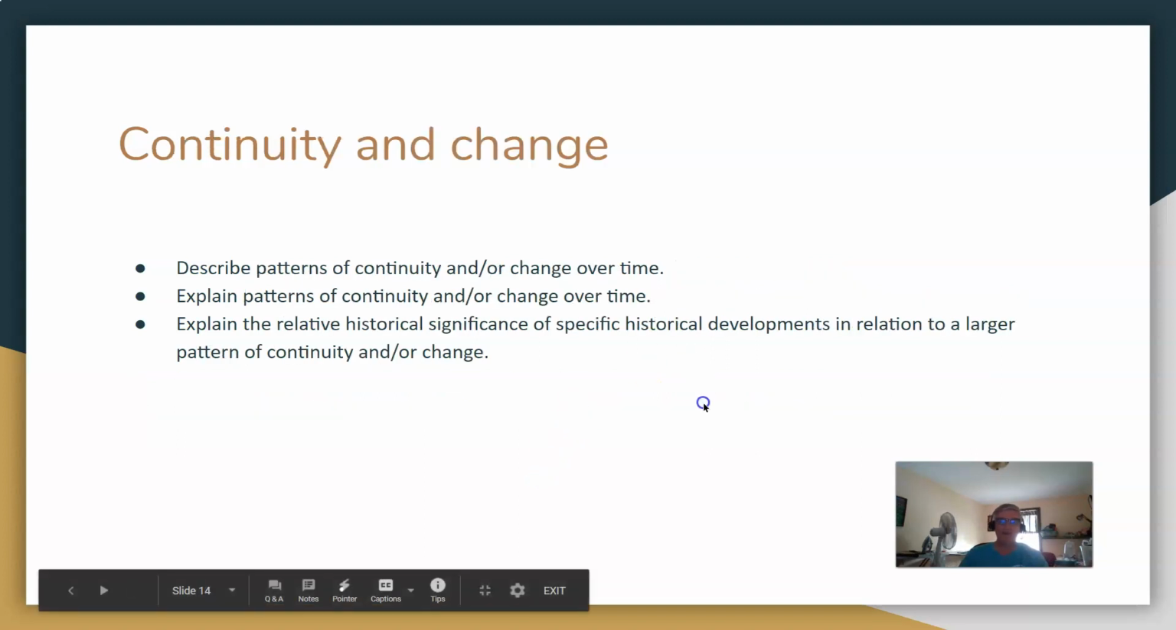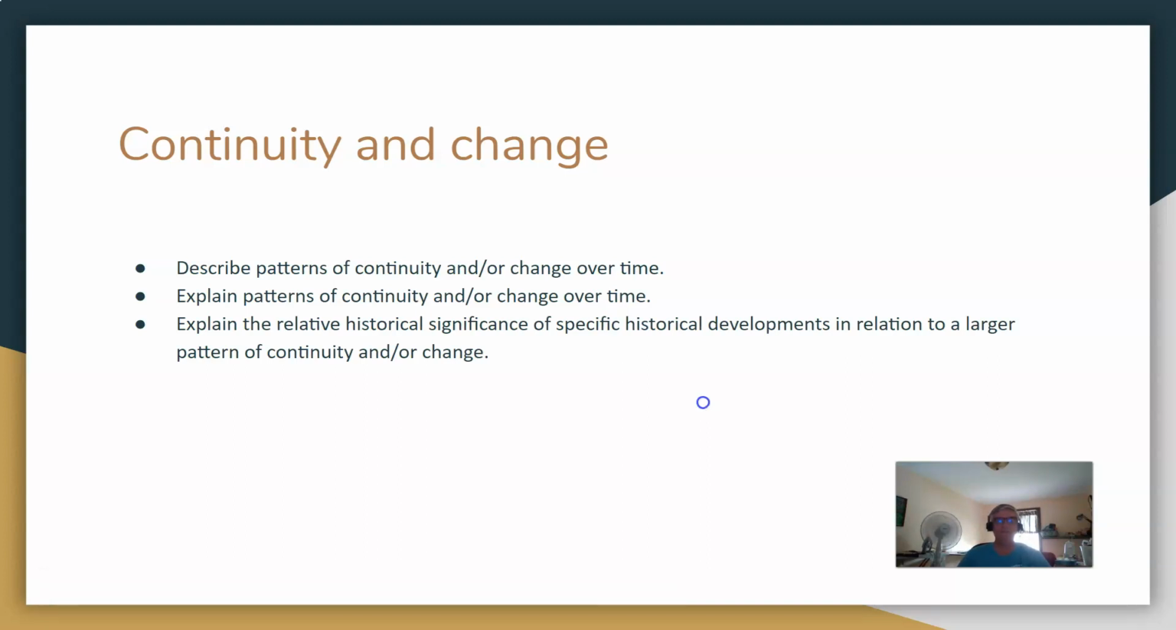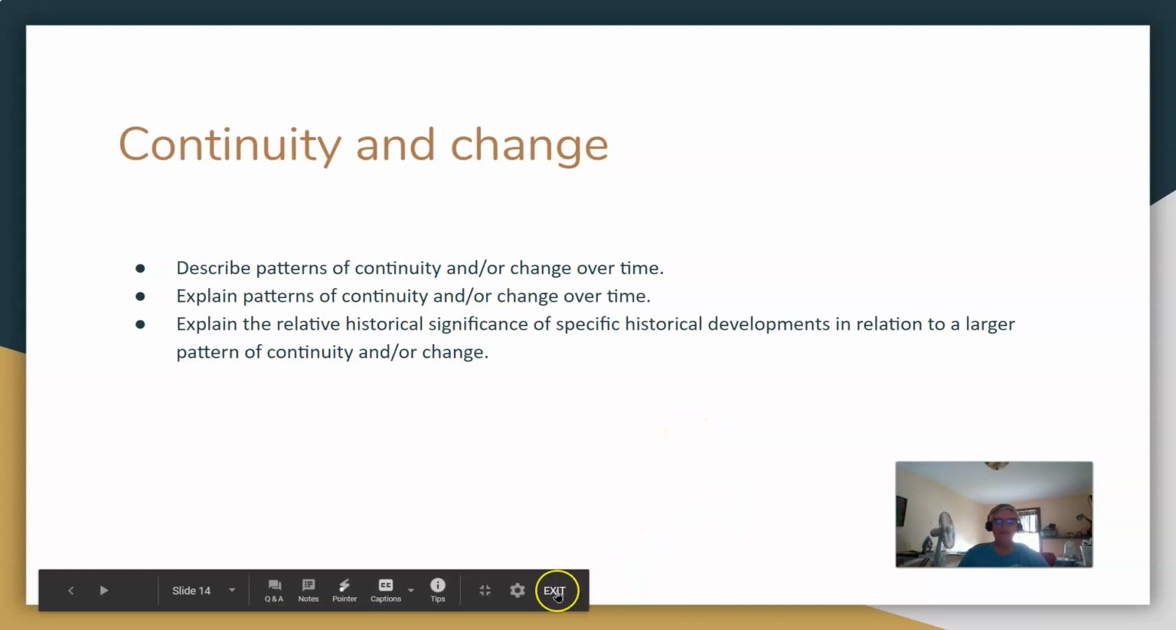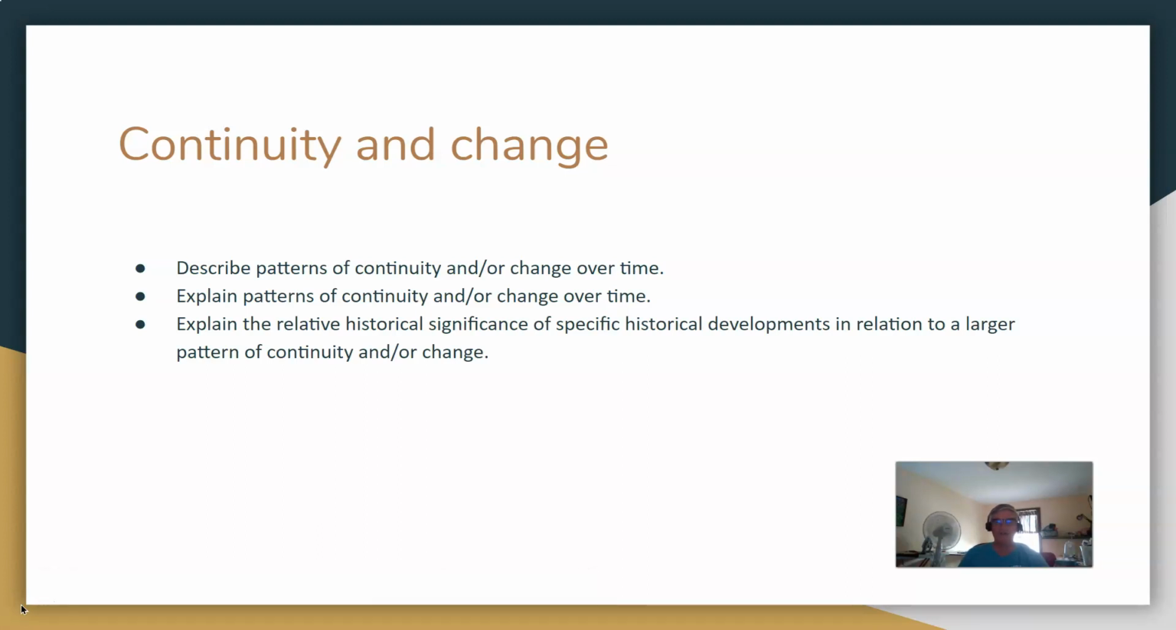And then finally, and probably the most difficult one for most people, is what we call continuity and change. Okay, this is describing patterns of continuity, things staying the same, and or change over time. How do things either stay the same or change over time? And then explaining those patterns, and then explaining the significance of those patterns, or maybe into the larger pattern of continuity and change. Okay, so that is your historical reasoning and your historical thinking skills. The next video will be on the themes of AP World.